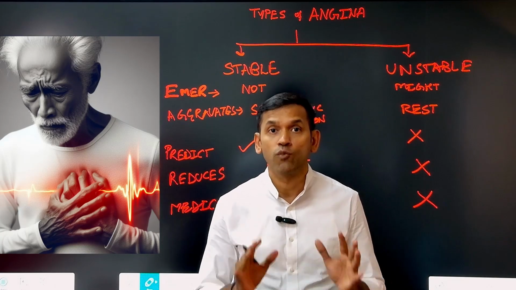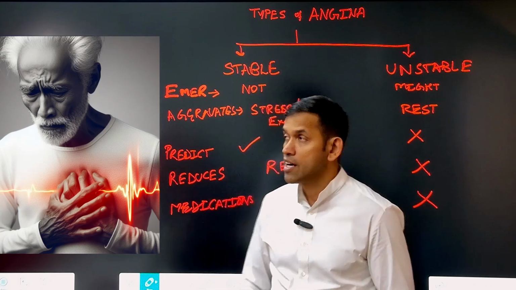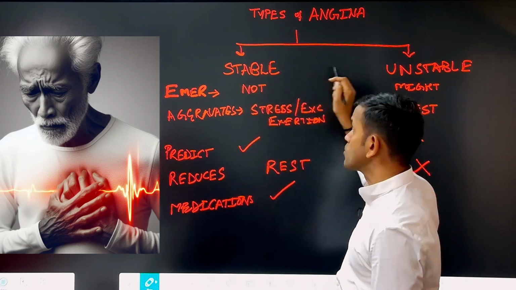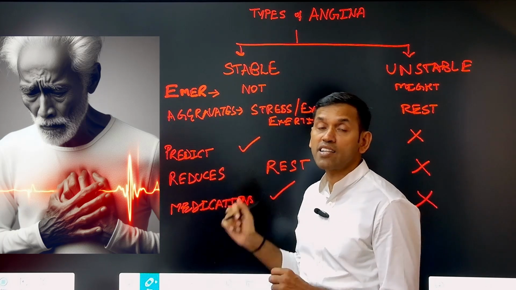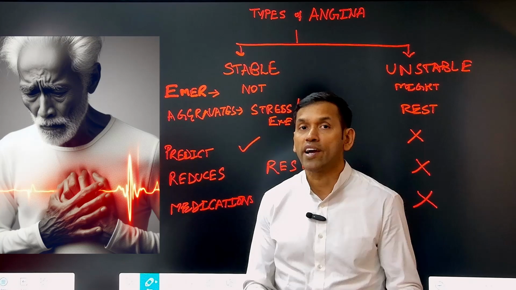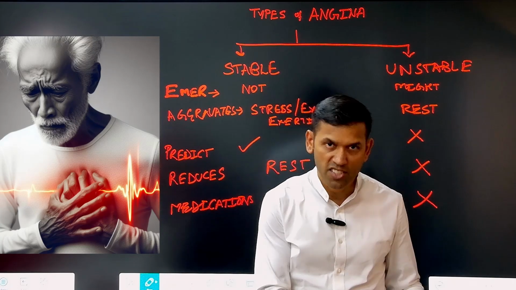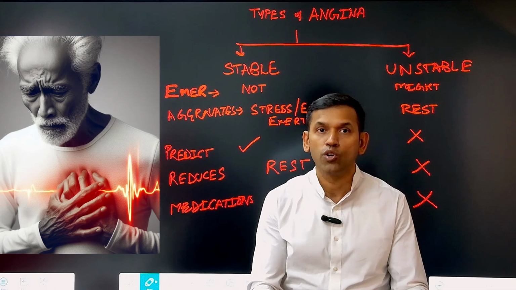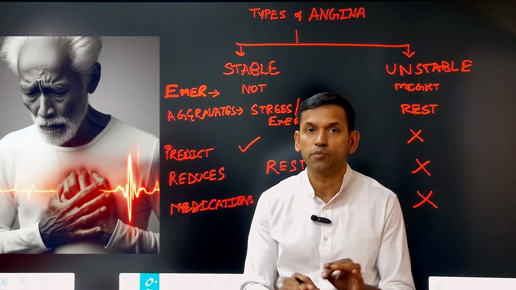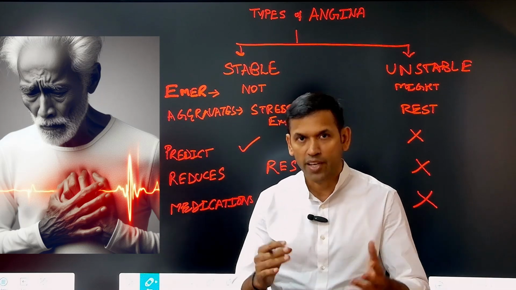So, at the end, what we need to understand is that there are two types of angina, stable and unstable, and these are the typical differences to identify whether this patient is in stable angina or unstable angina. So, that is how you need to get those differences between these two anginas.